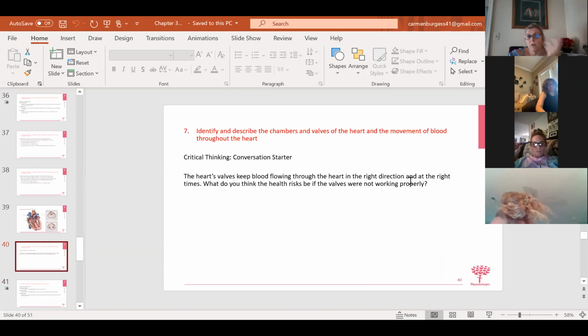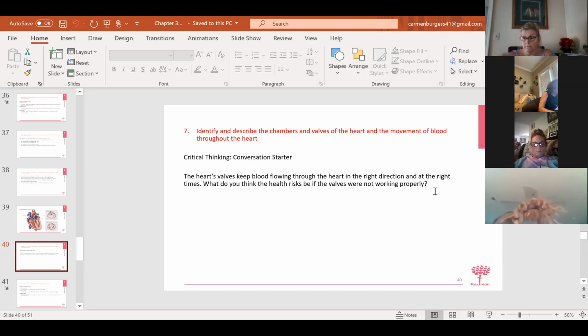Heart's valves keep blood flowing through the heart in the right direction and at the right time. What do you think the health risks are if they aren't working properly? We talked about this, but it is on every exam I've looked at for the certification. What is your main concern then if your valves aren't working properly? So we have to know what the purpose is. What's the purpose of the valves?